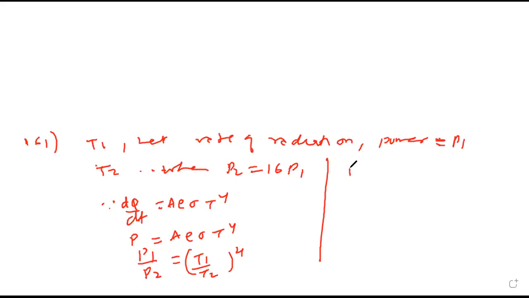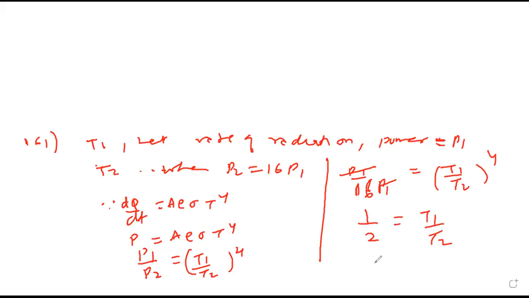So first power upon second power, that is 16 times P1 upon P1, is T1 upon T2 raised to 4. What is the fourth root of 16? Is it 2? Yes, sir. So the new temperature is double the original.